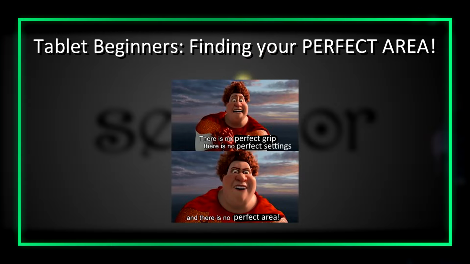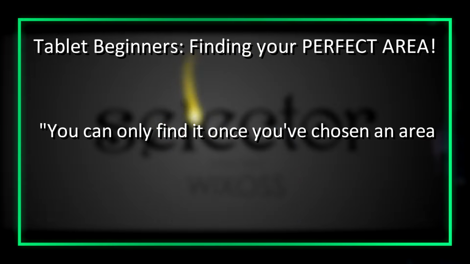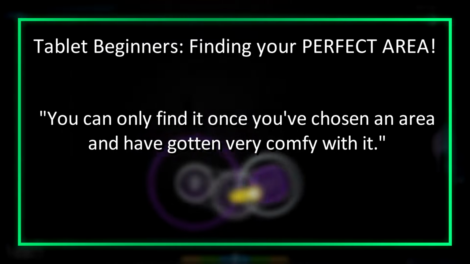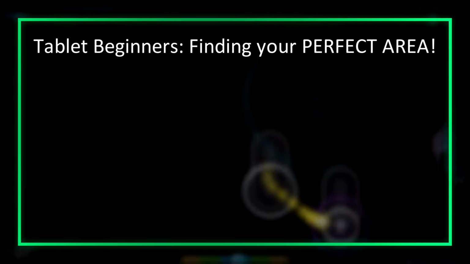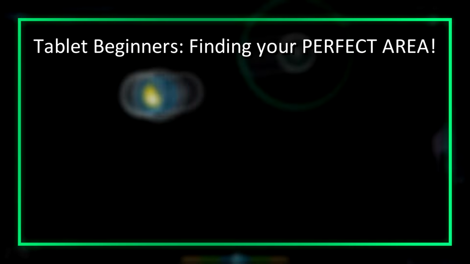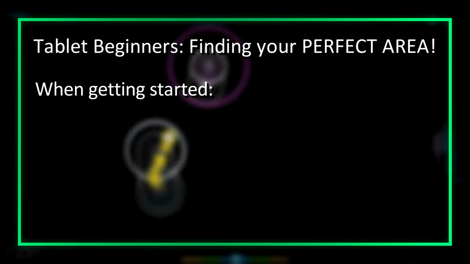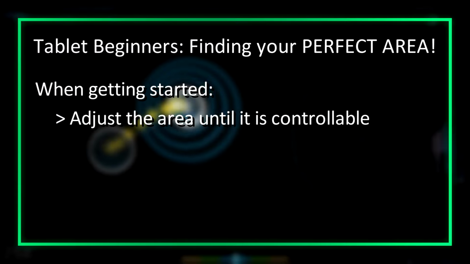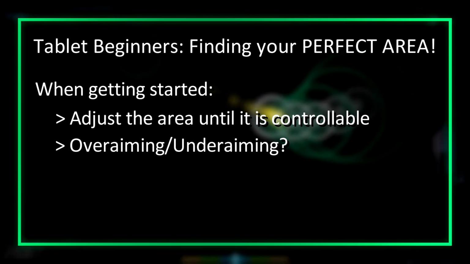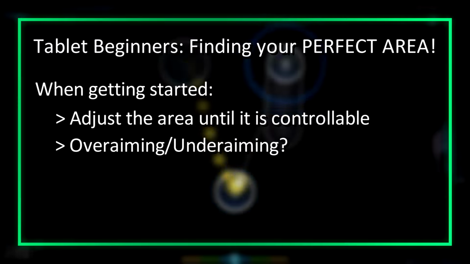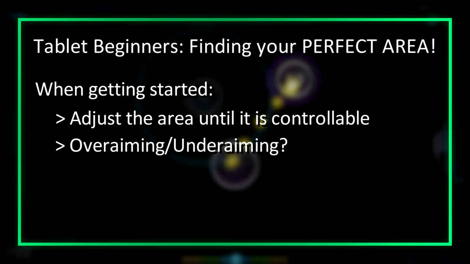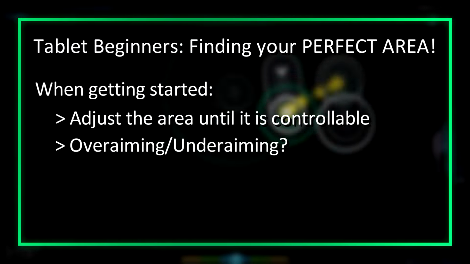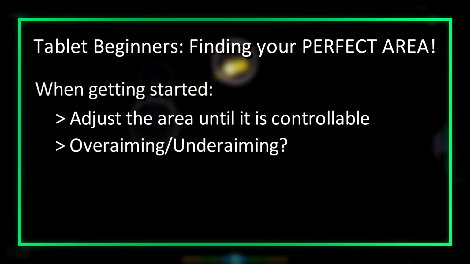There is no perfect area. You can only find it once you've chosen an area and have gotten very comfy with it. Then I suppose it becomes close to being perfect. When getting started, adjust the area until you feel like your aim is controllable. Instinctively understand and ask questions like, can I reach circles in the corners? Am I over aiming or under aiming? These sorts of questions.